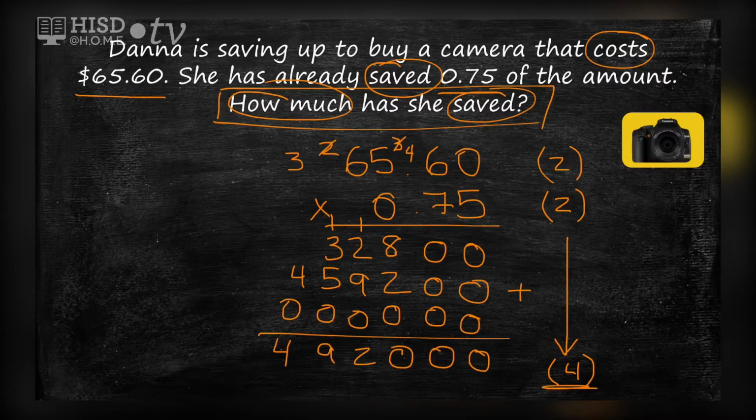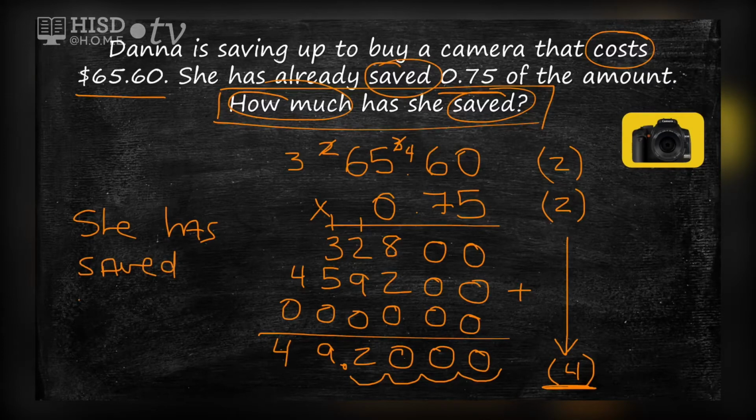And now I just have to count the decimal spaces, which is going to be 1, 2, 3, and 4. So she has saved $49.20. And that's the answer for our problem.